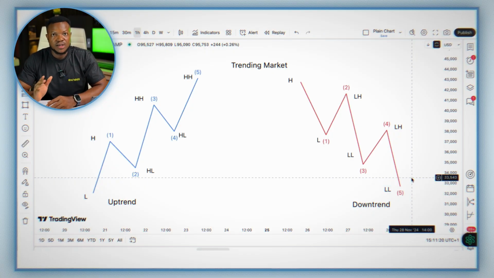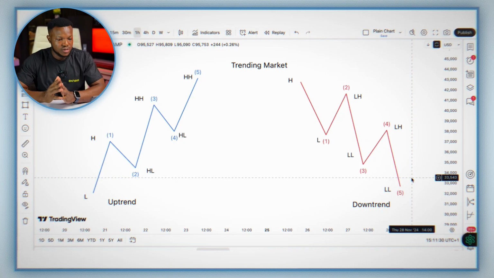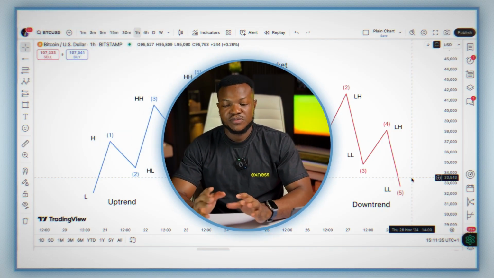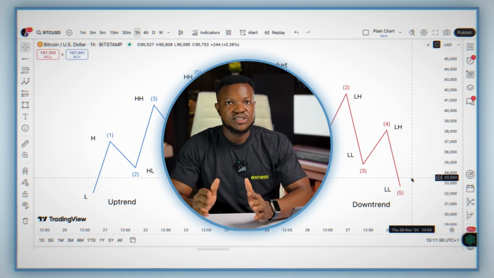So the difference between an uptrend and a downtrend is that an uptrend gives us the formation of higher highs and higher lows, while a downtrend gives us the formation of lower highs and lower lows. We're going to go a step further to learn about the concept of break of structure and change of character.